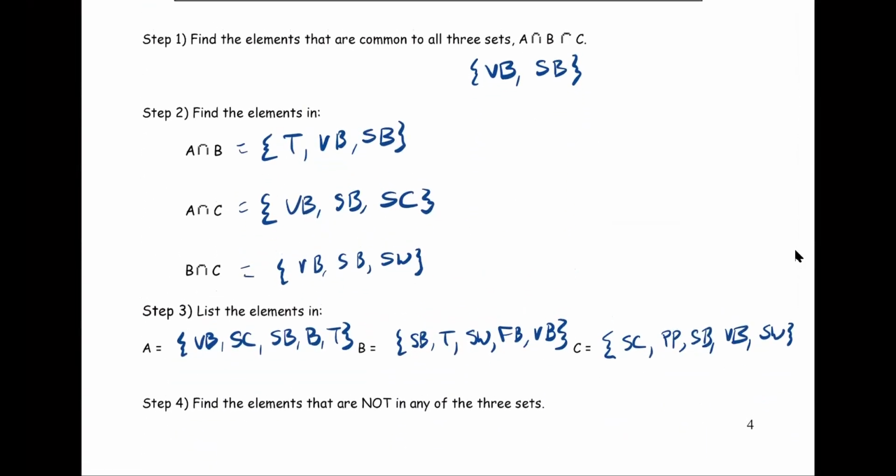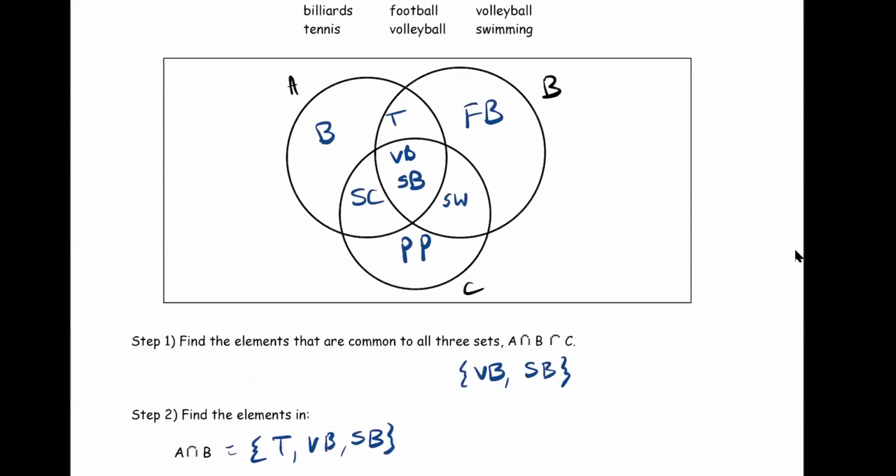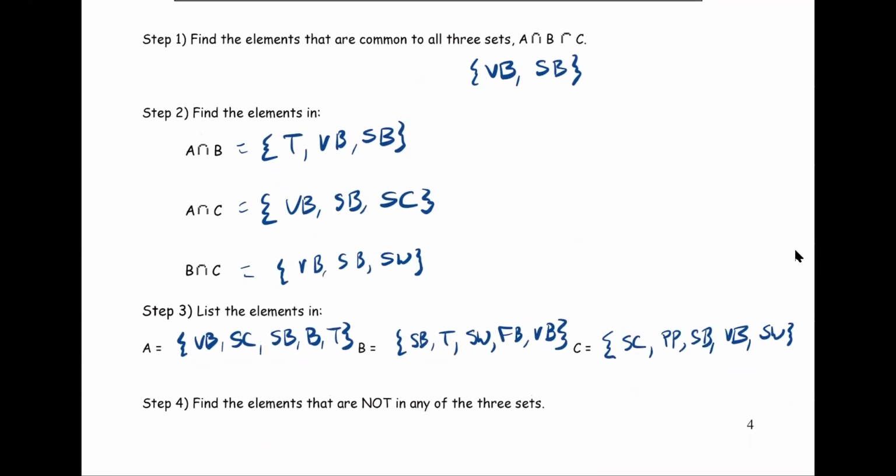And then find the elements that are not in any of the three sets. There's none because they're all in the sets. So you can just write the empty set, or empty brackets. Either one's fine. That means there's nothing in the set. All right, perfect. So finally, we got through the notes.